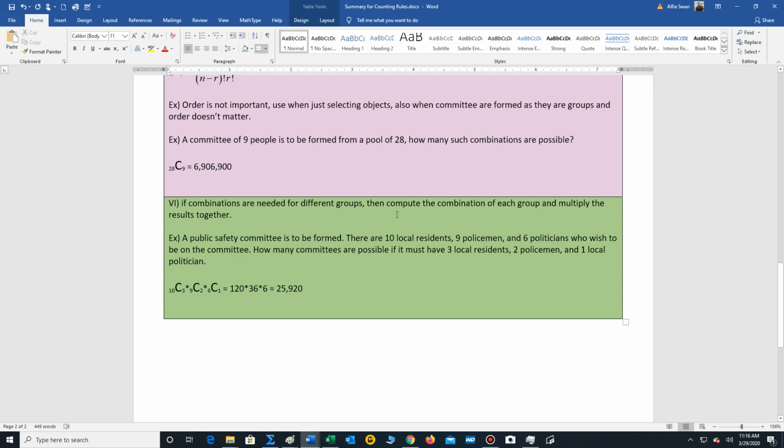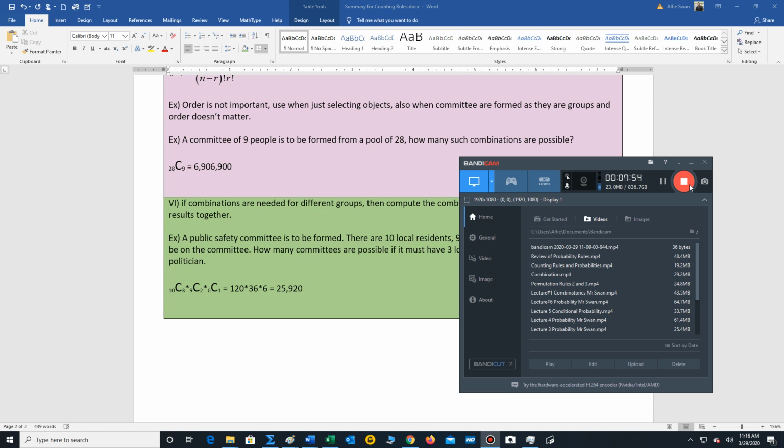Sometimes the problems will have different categories, and you have to compute the combination for each category. So let's look at a problem here. A public safety committee is to be formed. There are 10 local residents, 9 policemen, and 6 politicians who wish to be on the committee. How many committees are possible if it must have 3 local residents, 2 policemen, and 1 local politician? Well, we do our computation: 10C3, 9C2, and 6C1. Perform the calculations. We get 120, 36, and 6. Multiply this out to get the final answer, which is 25,920.